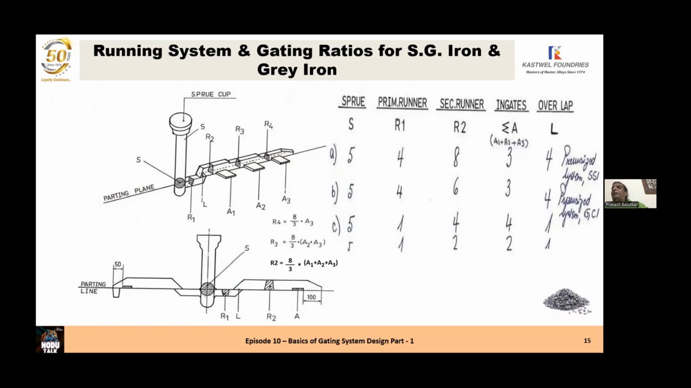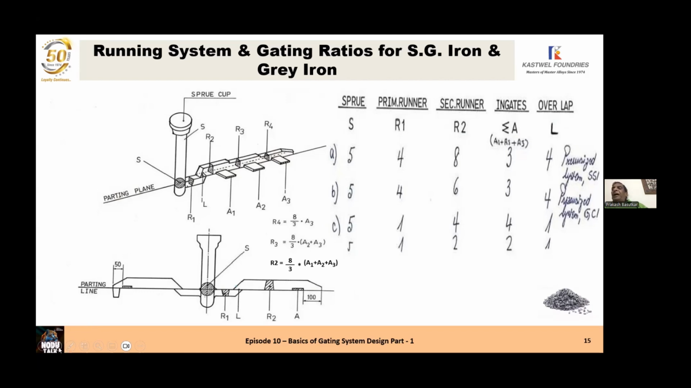Okay. The last equation, C, is meant for the non-pressurized system. In the non-pressurized system, the choke is at the sprue. So the smallest area, figure 1, is near the sprue, the runner R1. So R1 is the choke in the case of the non-pressurized system. Or you can put the choke the way we showed you in the previous slide. So in the pressurized system, the choke is at the ingate. In the non-pressurized system, the choke is near the sprue.